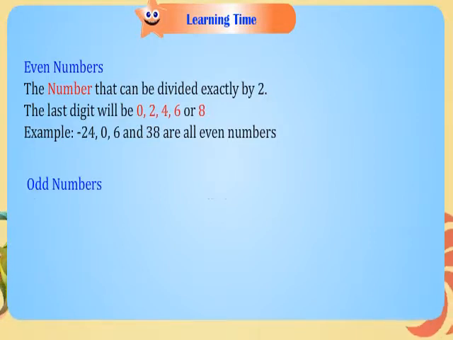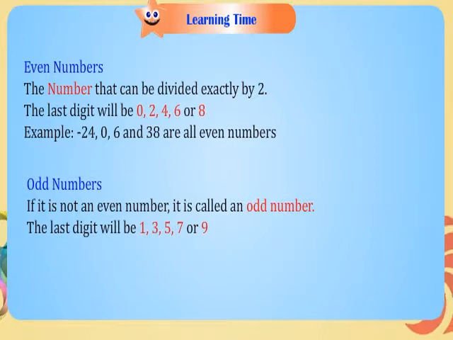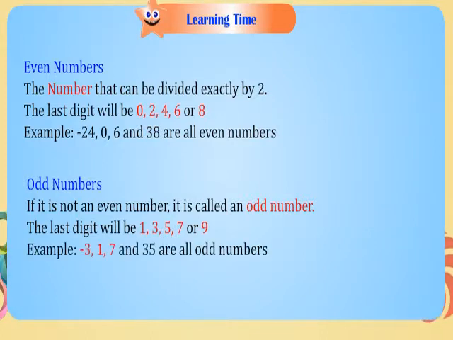Odd numbers. If it is not an even number, it is called an odd number. The last digit will be 1, 3, 5, 7 or 9. For example, minus 3, 1, 7 and 35 are all odd numbers.